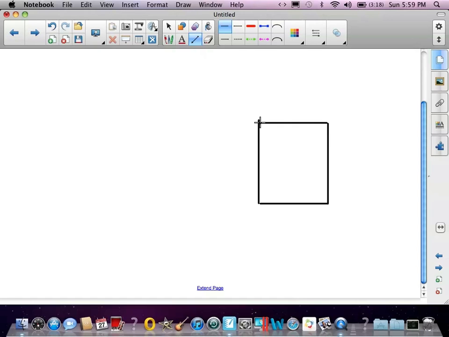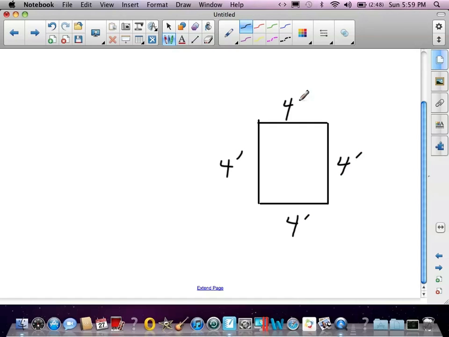So if I have a square, and we're going to say that these are 4 feet each side of the square. 1, 2, 3, 4. So I have a square with 4 sides, and all lengths are the same. That makes it a square. Well, if I were to add the perimeter of this square, where I have 4 plus 4 plus 4 plus 4, that would give me a total of 16 feet.